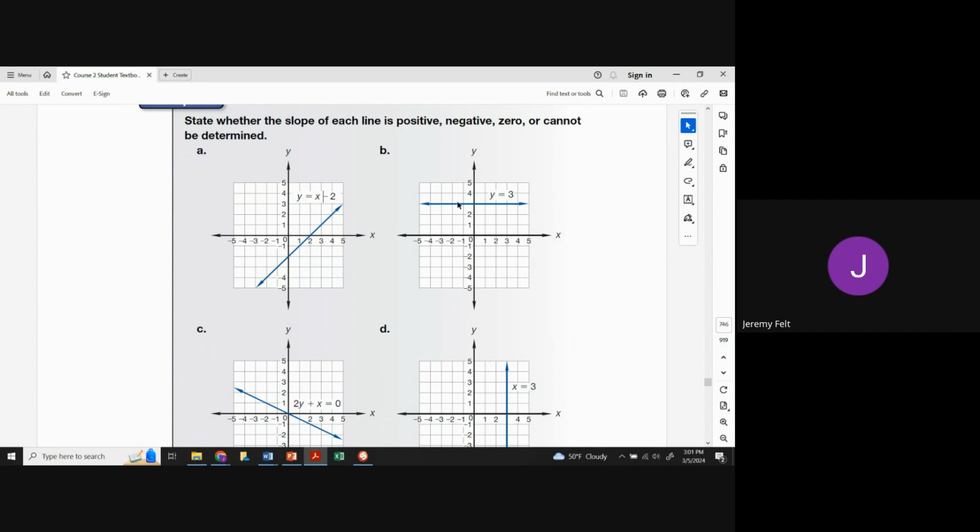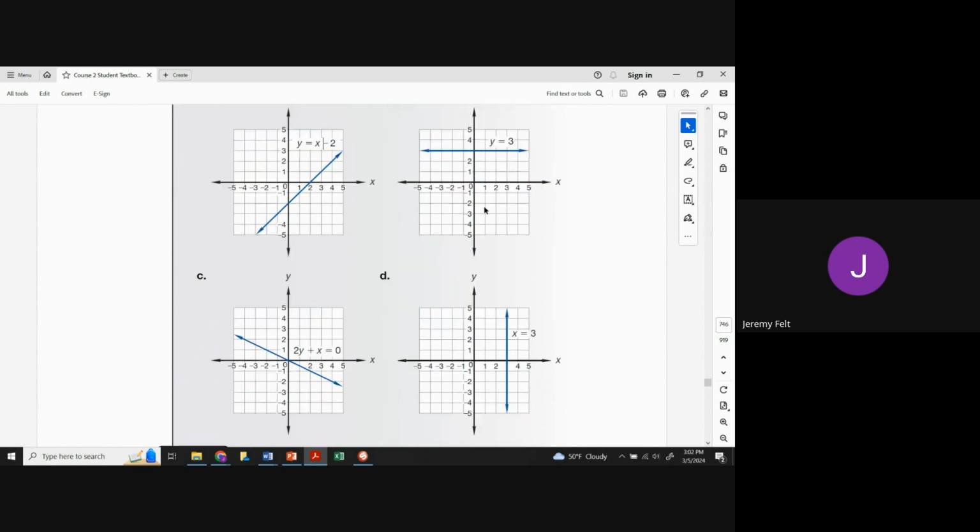This one, we have no rise, so it's 0 over our run, which is really just 0 over 3, or 0 over 4, 0 over 5. 0 divided by anything is just 0. So this one doesn't have any slope. It's flat. If you're driving on a straight road and you're not going up or down, then it's no slope. It's 0.